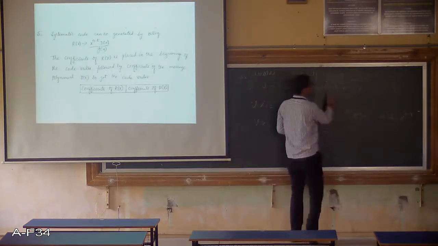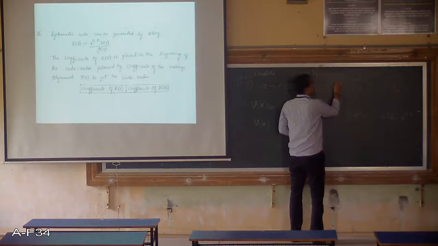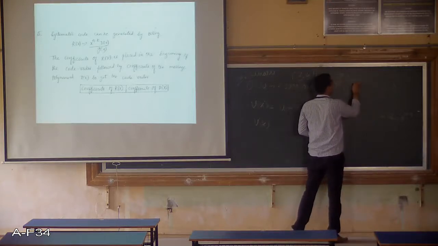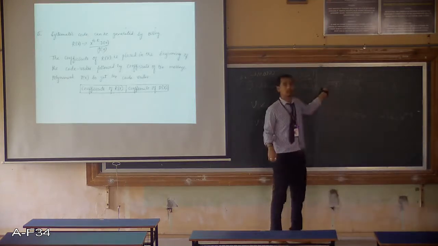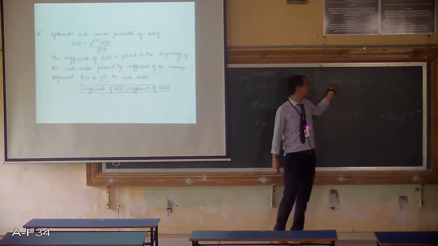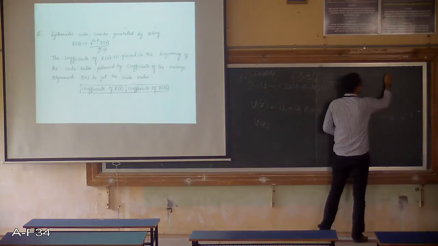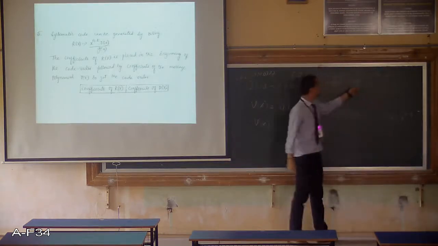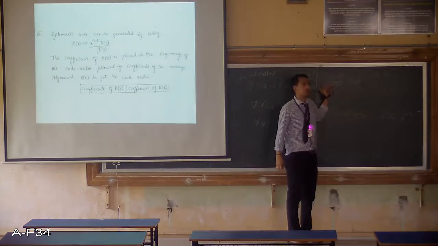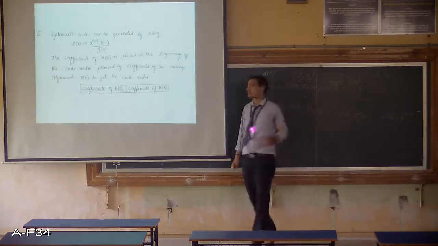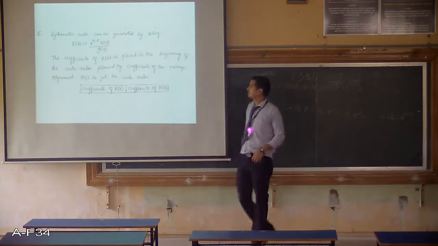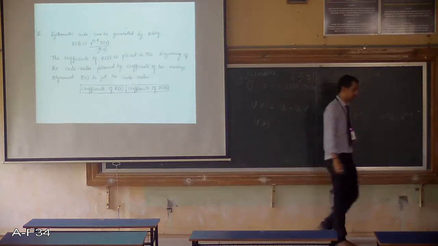With respect to x, this will be r of x. The first three bits, if we consider, will be r of x, and the last 4 will be d of x. The rest of the bits will be the coefficients of r of x and the coefficients of d of x.